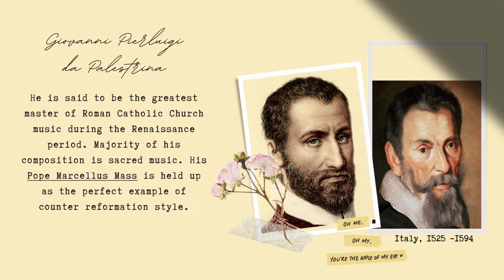Another composer from the Renaissance period is Giovanni Pierluigi da Palestrina. He is said to be the greatest master of Roman Catholic Church music during the Renaissance period. So he was from Italy and he lived from 1525 to 1594. And majority of his works are sacred music. When we say sacred music, again, it means religious or church music. His Pope Marcellus Mass is held up as a perfect example of Counter-Reformation style.